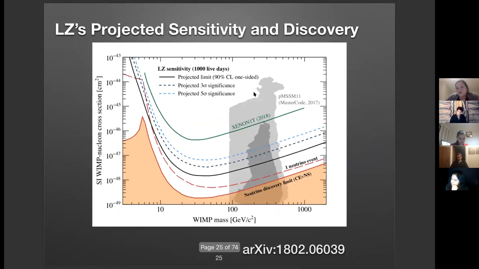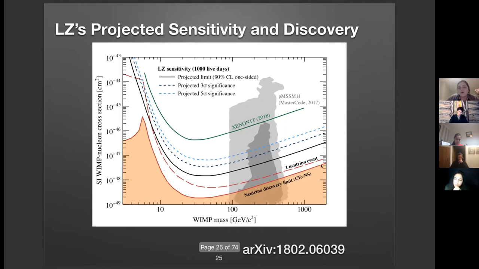In this field, we show these plots that are basically like a Nike swoosh plot of where we exclude everything above these lines. So our WIMP mass is along the x-axis, and how strongly it interacts with matter is along the y-axis. And past experiments have ruled out everything above these lines. The XENON1T experiment has the best limit so far. Where we project our limit for the LZ experiment is this black line. Some interesting theory models are in this gray zone.